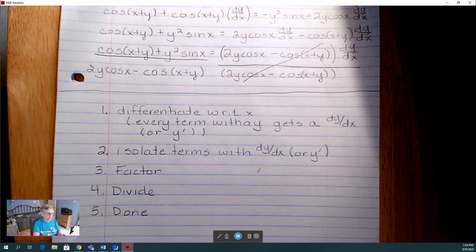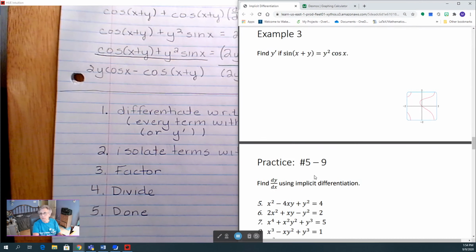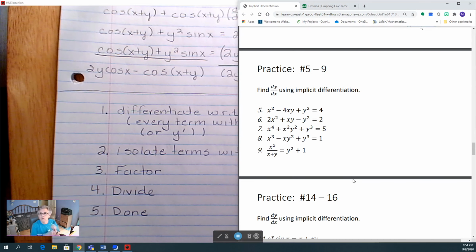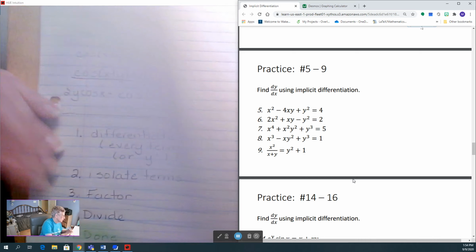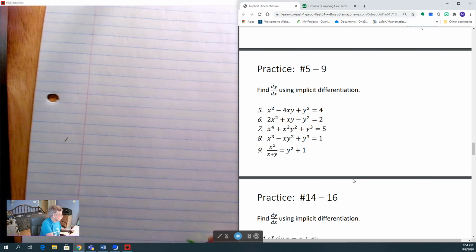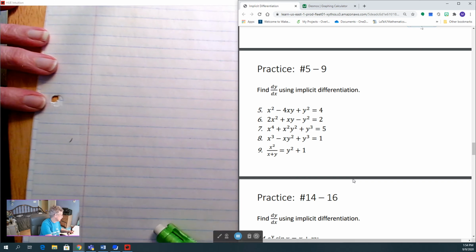That's it. Let's do another example. And let's see, I think I will leave 5, 6, 7, and 8 for you, and I will do number 9 because it looks a little different. 5, 6, 7, and 8 all just require product rule. Number 9's a little different. It's going to require the quotient rule. I'll leave myself some blank pages for 5, 6, 7, and 8.